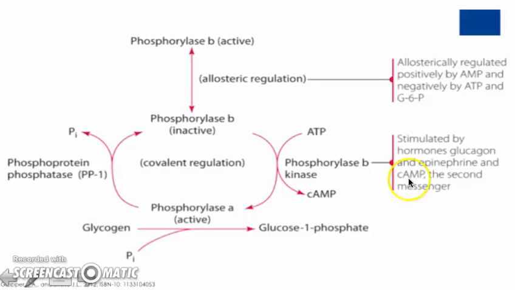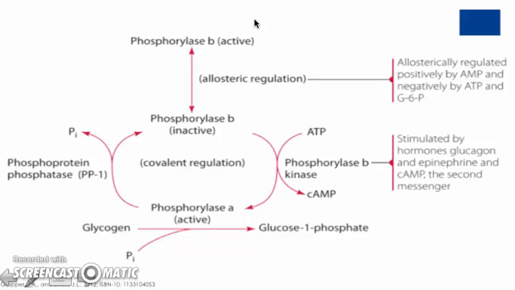We will now review the allosteric regulation of phosphorylase. Here you will see there is only one form of phosphorylase, phosphorylase B. We see phosphorylase B inactive, and we see phosphorylase B active. In this type of regulation, phosphorylase does not form a covalent bond with a phosphate group or any other group.